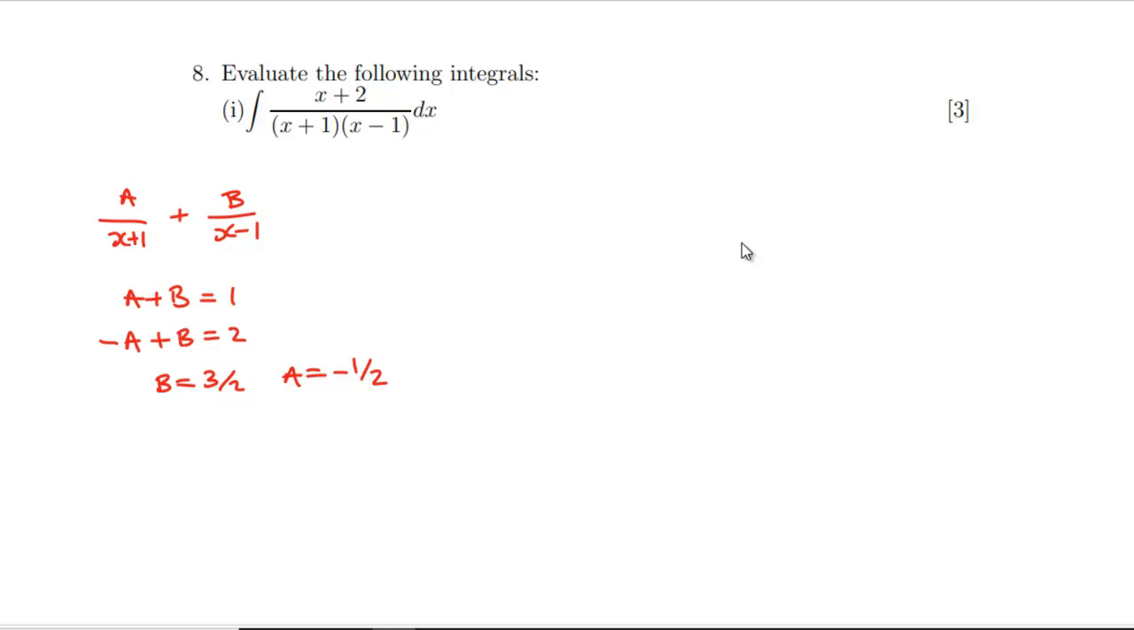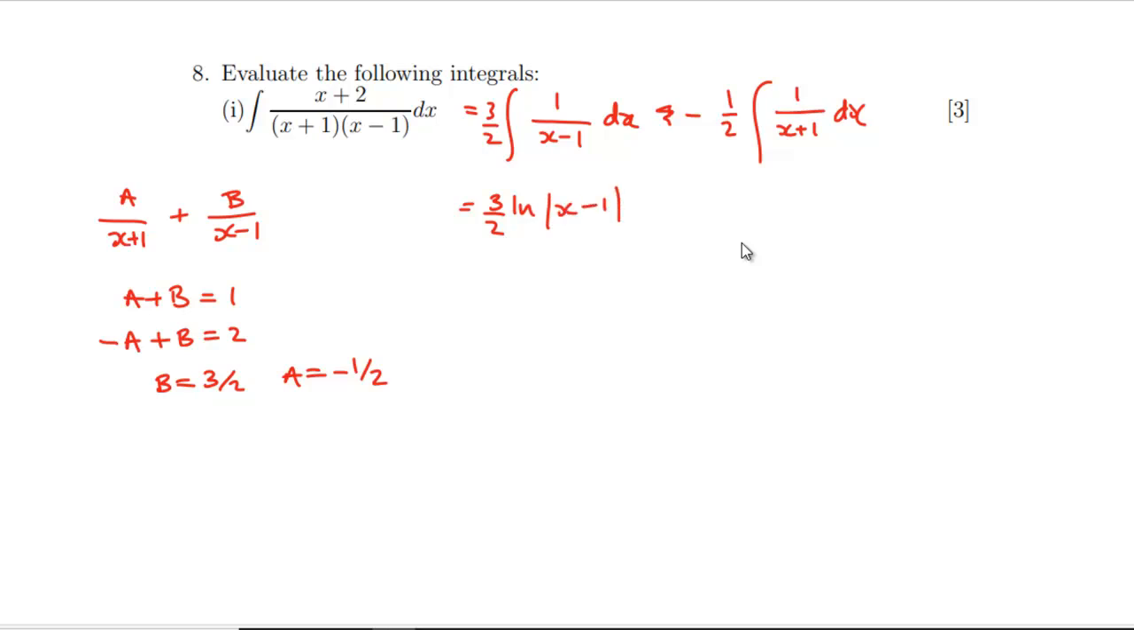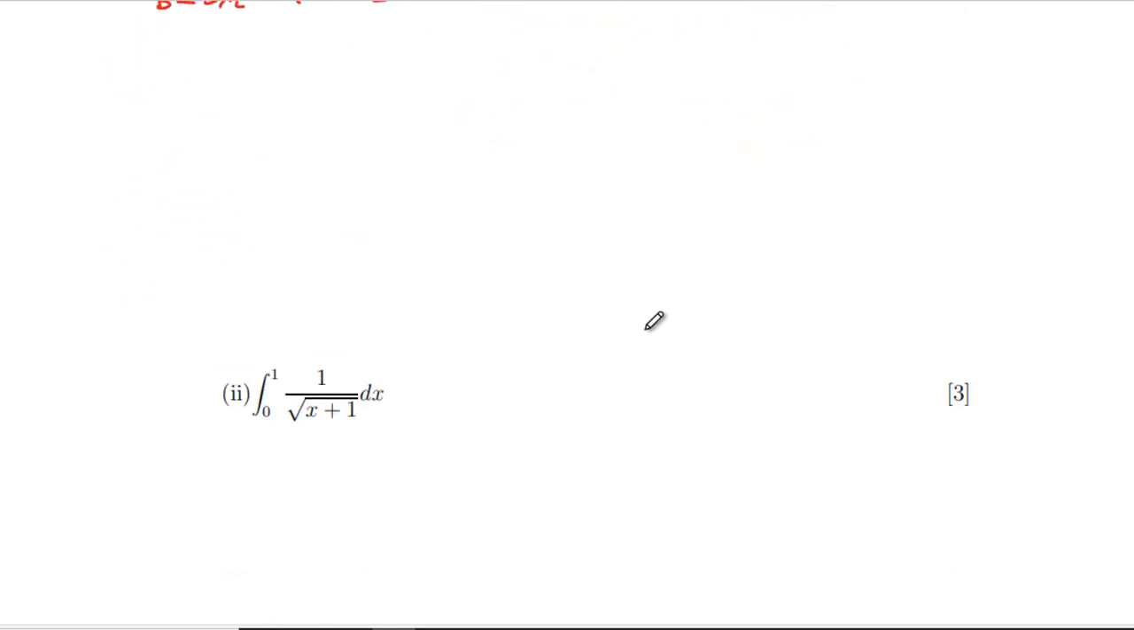Right, so that's good. So that means we're now integrating 2 bits. Let's put the b first because it doesn't have the minus on it. So 3 over 2, 1 over x minus 1 dx. And then it's going to be minus a half of 1 over x plus 1 dx. So that's 3 over 2 log x minus 1 minus a half log x plus 1 plus c. Right, okay. That was quite a lot.